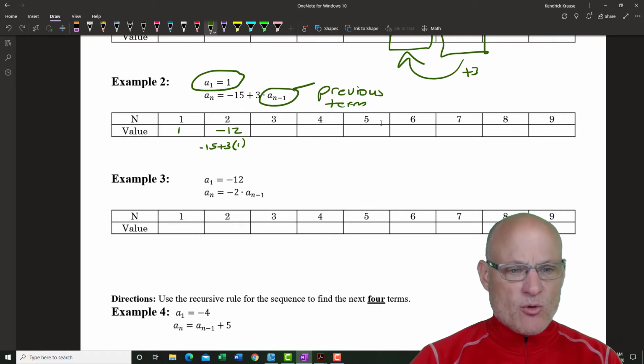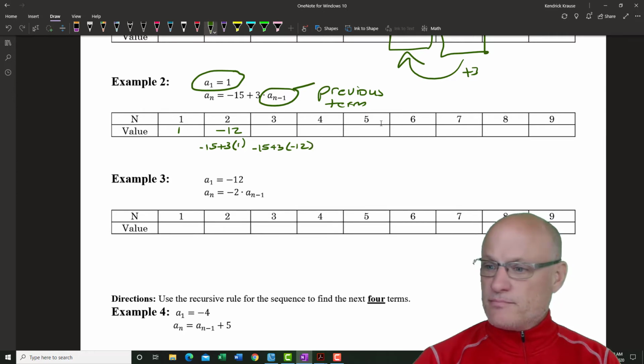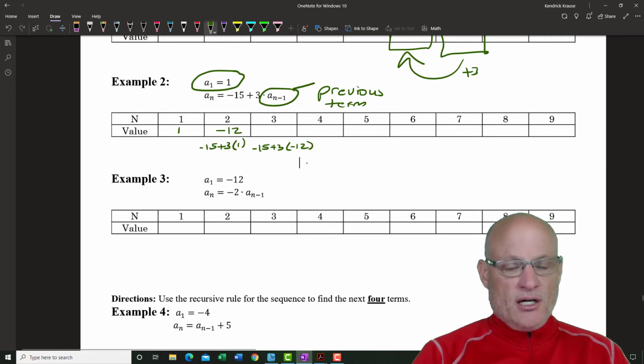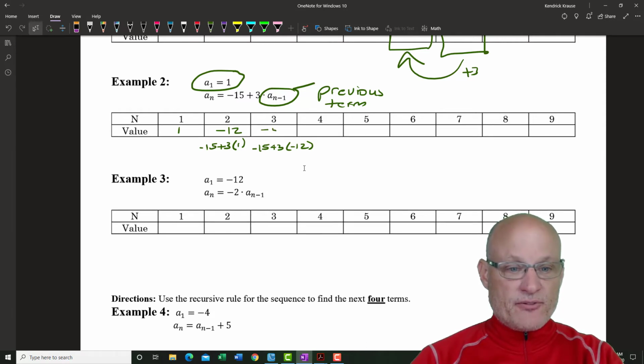Now we're going to do negative 15 plus 3 times the previous term, which is negative 12. What is that? That's negative 36, minus 15. That's negative 51.